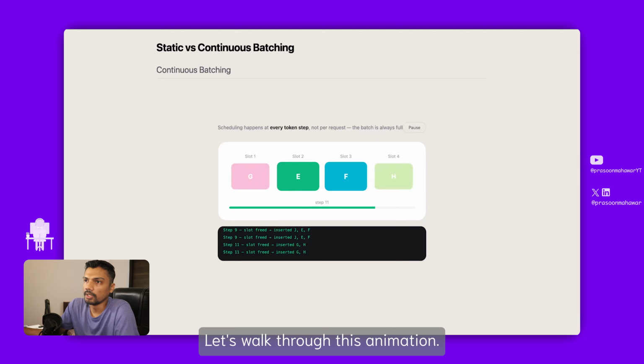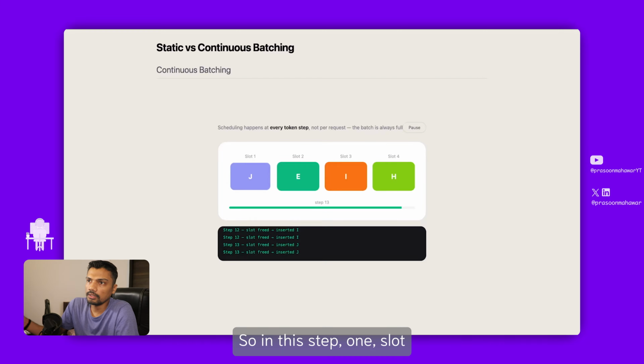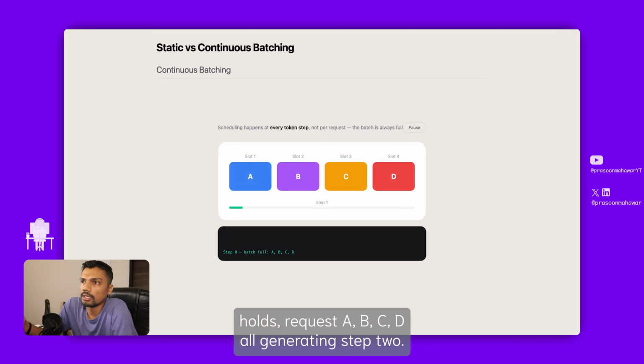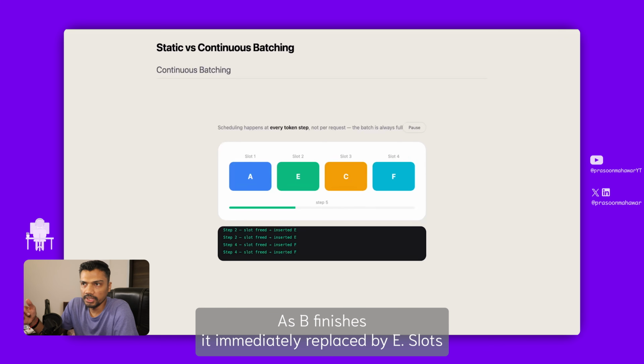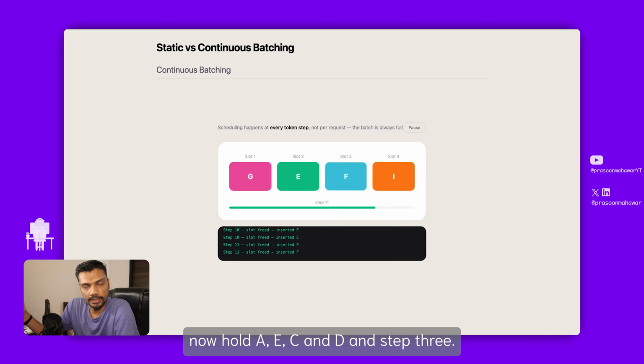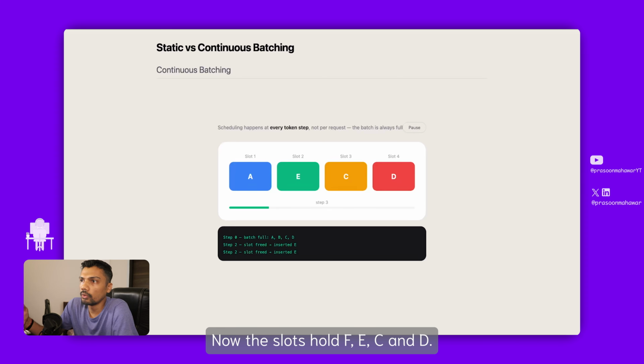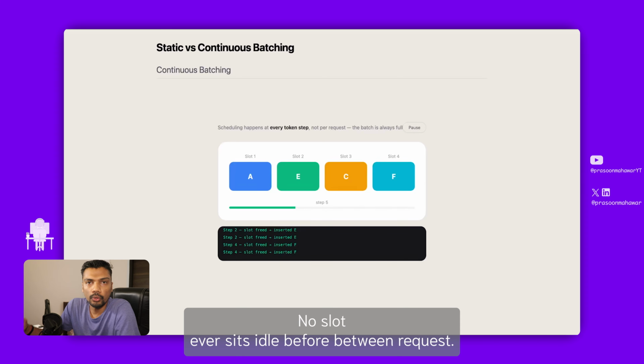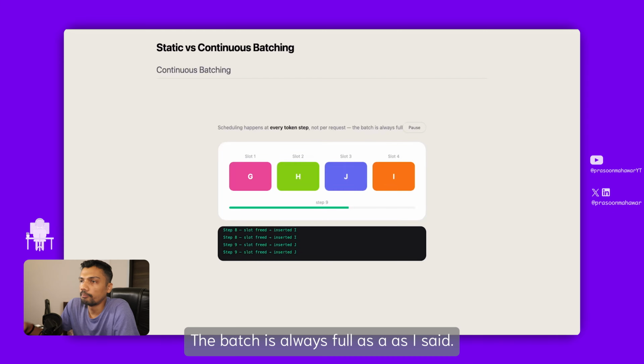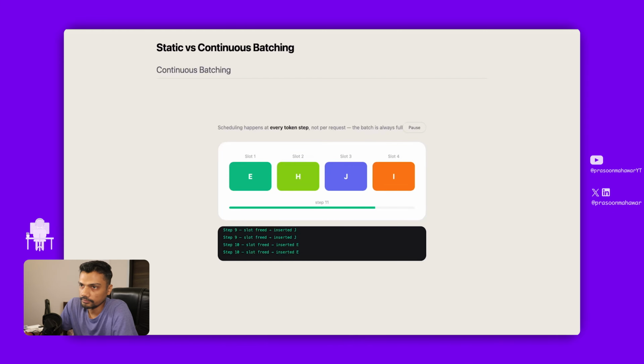Let's walk through this animation. In step 1, the slots hold requests A, B, C, D, all generating. In step 2, as B finishes, it is immediately replaced by E. Slots now hold A, E, C and D. In step 3, if A finishes, F takes its place. Now the slots hold F, E, C and D. No slot ever sits idle between requests. The batch is always full, as I said.